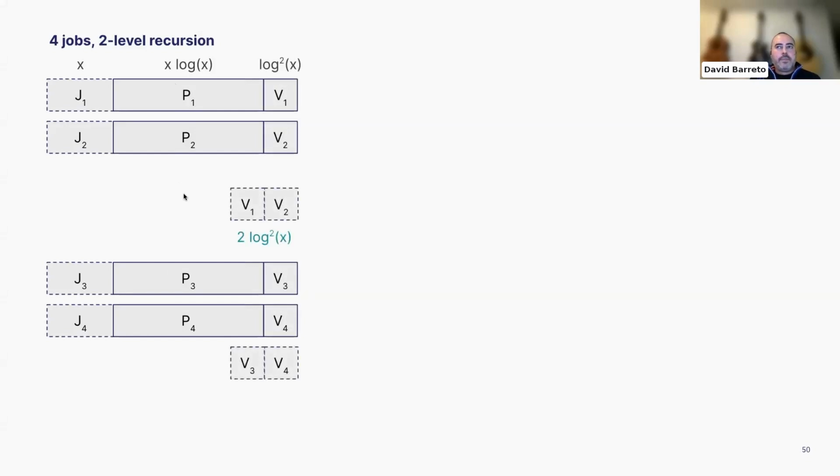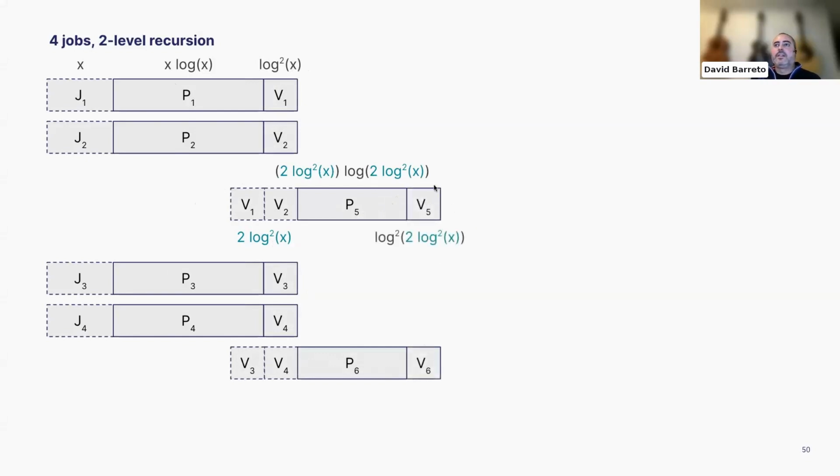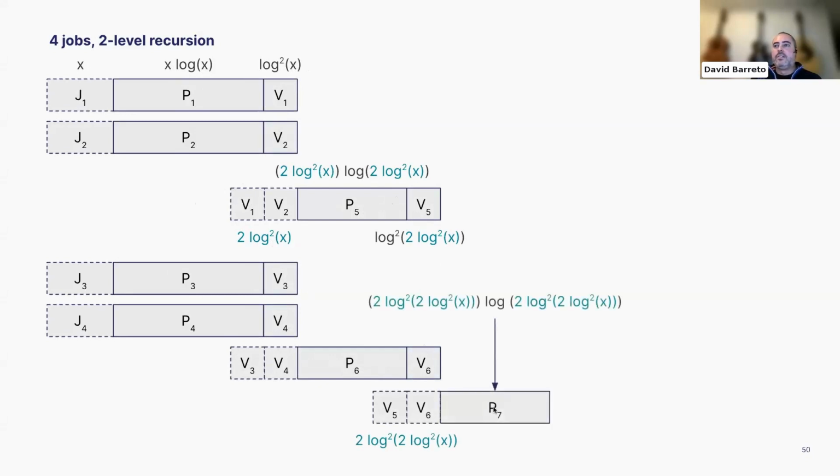We combine them, right? So now the new job will be 2 log square x. Just basically take these 2 programs and create a new program. This will be the proving. Again, these 2 happen in parallel. This verification happens directly. And eventually, we send a single validity proof to Ethereum that attests to all this computation of these 4 Cairo jobs. And this will be the effort of the verification.